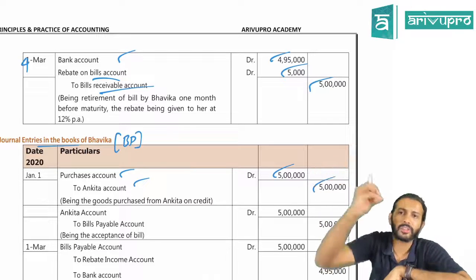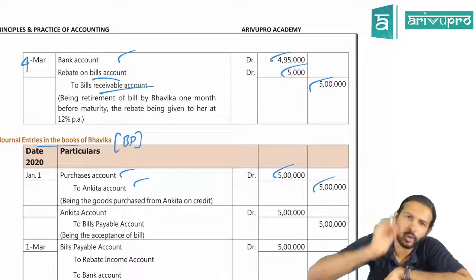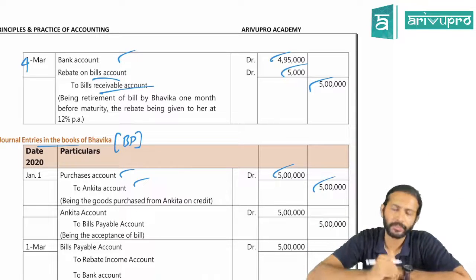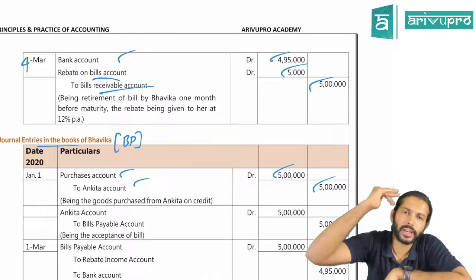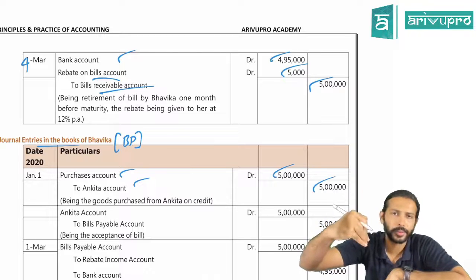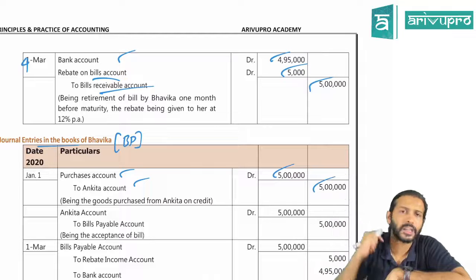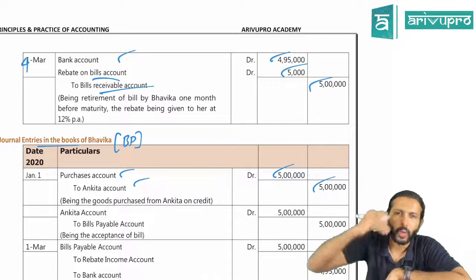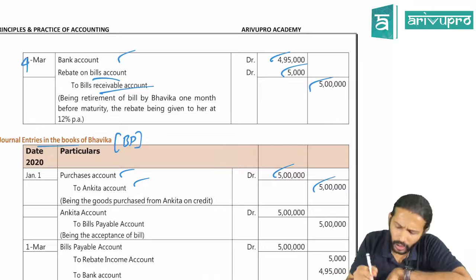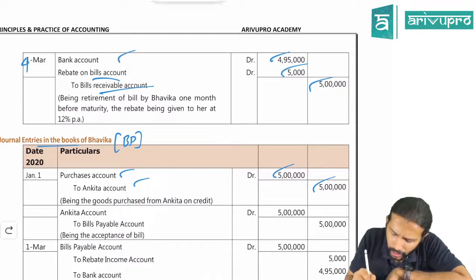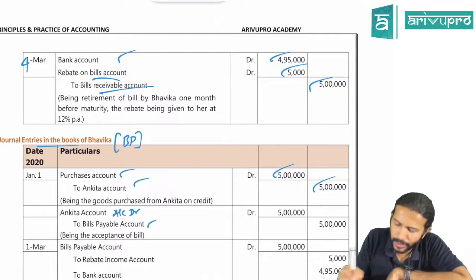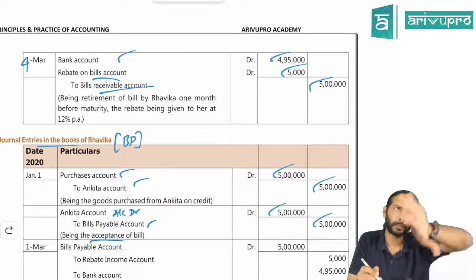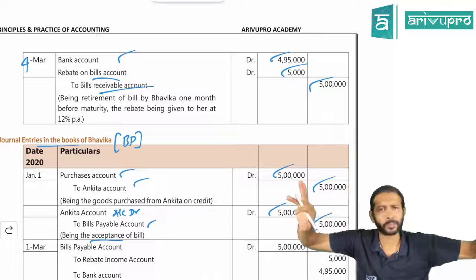That means instead of paying cash to our creditors, we have issued bills payable to our creditors. If you had paid cash, the journal entry would have been creditors to cash. But here you have issued a bill. So the entry will be creditors account debit to bills payable. What is the name of the creditor here? Ankita. So the journal entry will be Ankita account debit to bills payable account 5 lakh. This is the journal entry on accepting the bill. For one person it will be bill receivable, for another person bills payable.